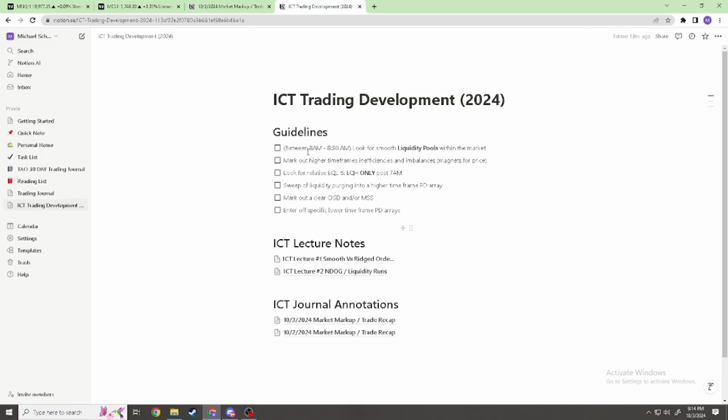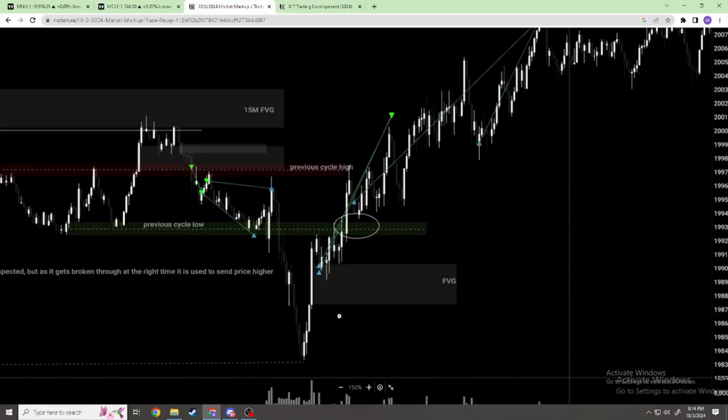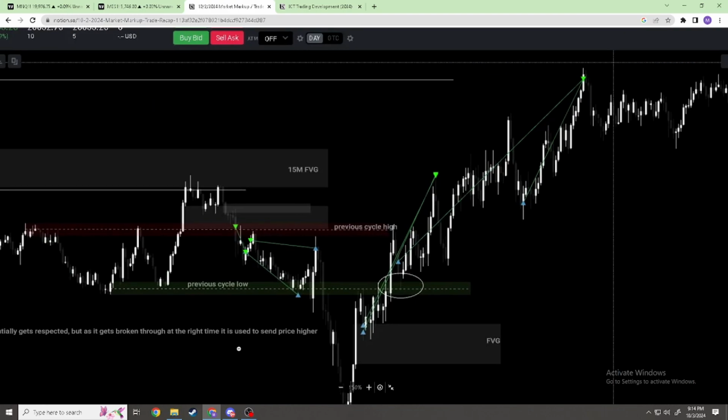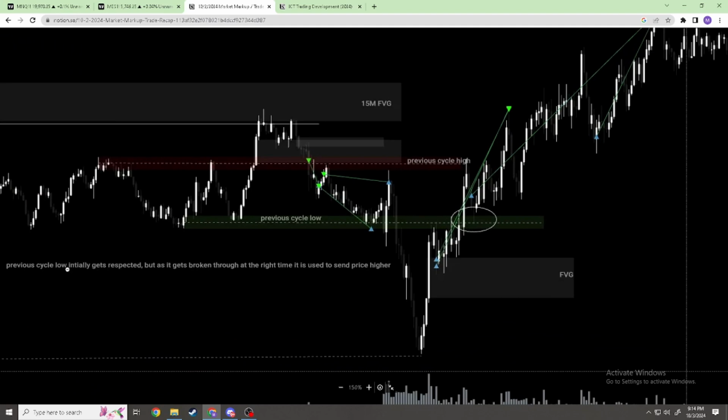Okay, going back to the markup real quick. Sorry, I'm all over the place. So the big trade for yesterday came right after this SMT. I saw this SMT and I said previous cycle low, which is the green fair value box you see. I said previous cycle low initially gets respected, but as it gets broken through at the right time, it is used to send price higher.